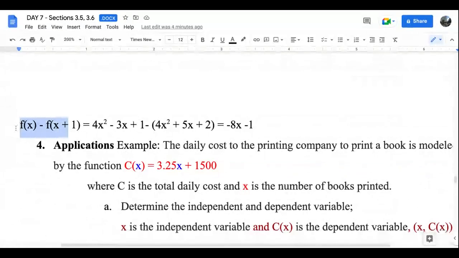Or we could subtract two functions, right? f of x is 4x squared minus 3x plus 1. Subtract f of x plus 1, which is 4x squared plus 5x plus 2. We can do 4x squared minus 4x squared, that becomes 0. Negative 3x minus 5x, that's negative 8x. Then 1 minus 2, that becomes negative 1.